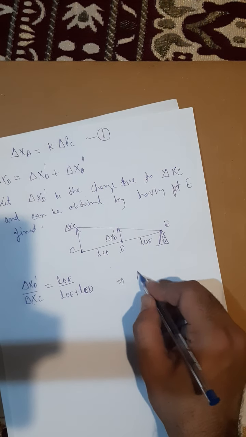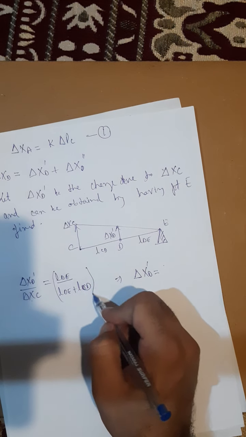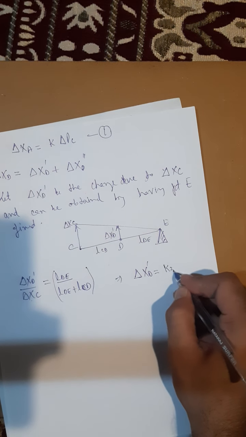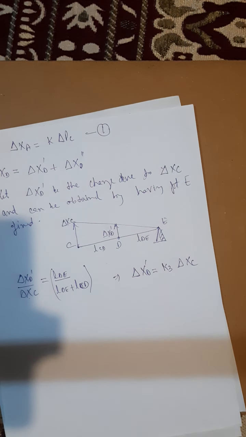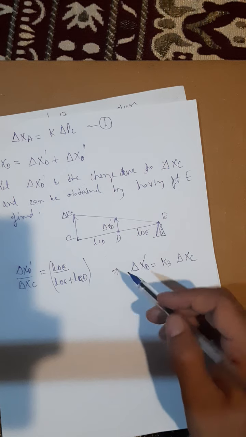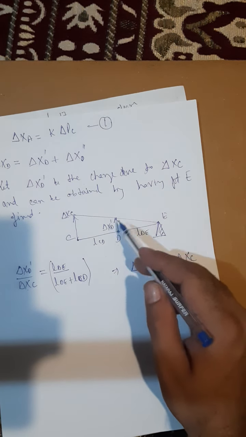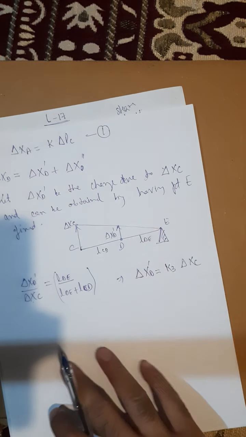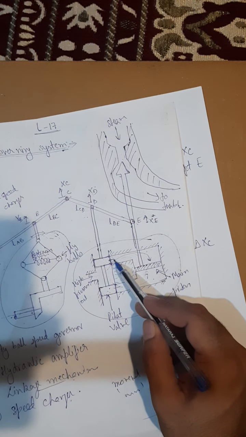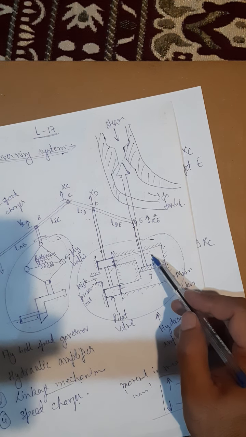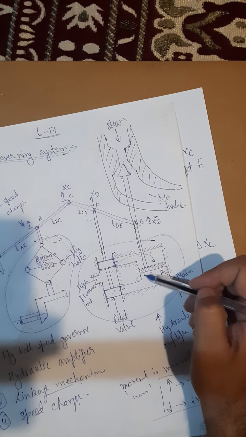So from here I can get delta xd dash is equal to, so these are constants, so it can be replaced by one constant K3 into delta xc. Okay, now suppose I am saying because of the movement of this xd, as d moves upwards, oil enters from here, and this goes downwards. So as this goes down, point E will also go down.